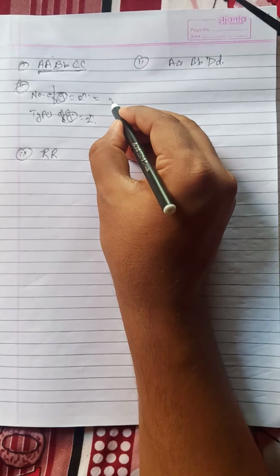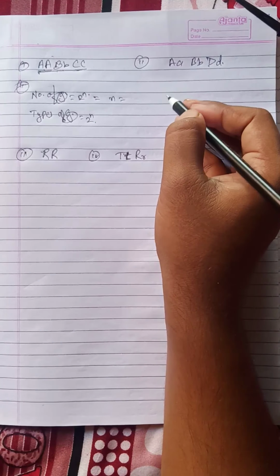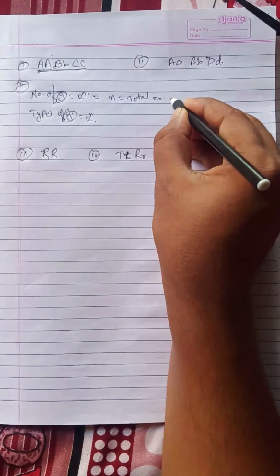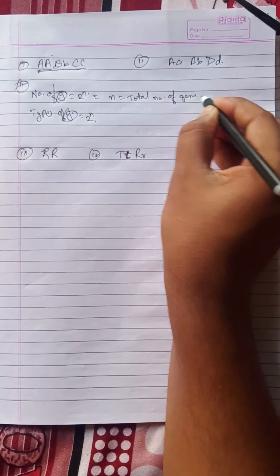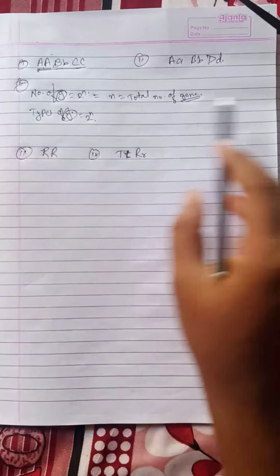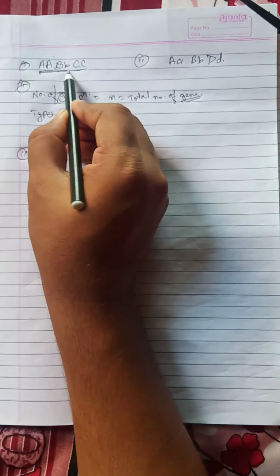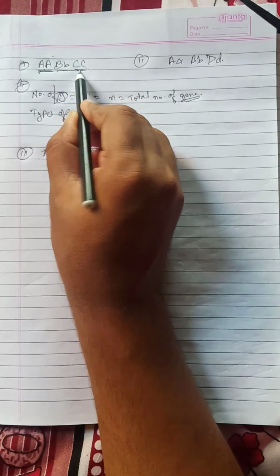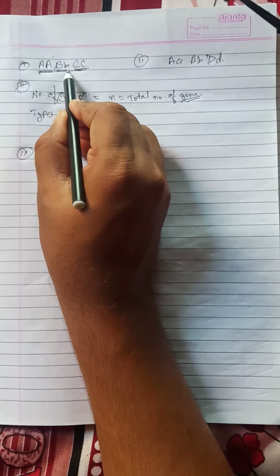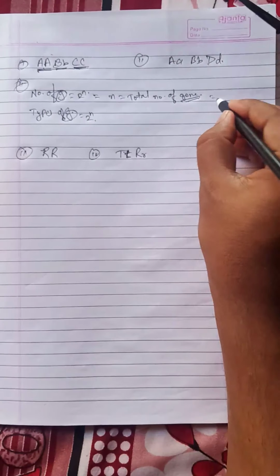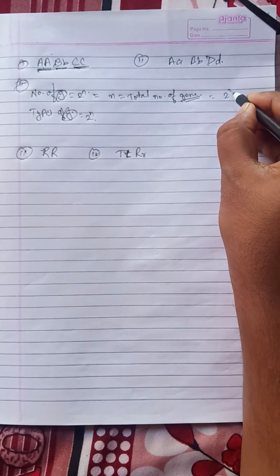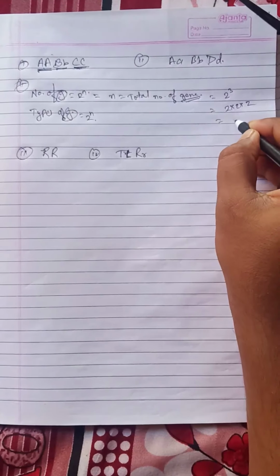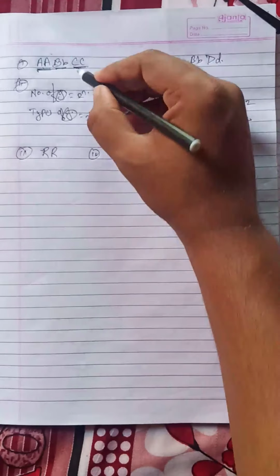Here n is equal to the total number of genes. That means it doesn't mean either homozygous or heterozygous or any other kind. That means the number of genes is 3. So here 2 to the power 3, that means 2 times 2 times 2. The number of gametes will be 8 for this.